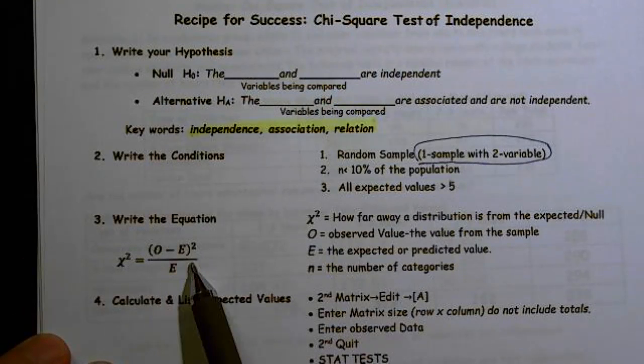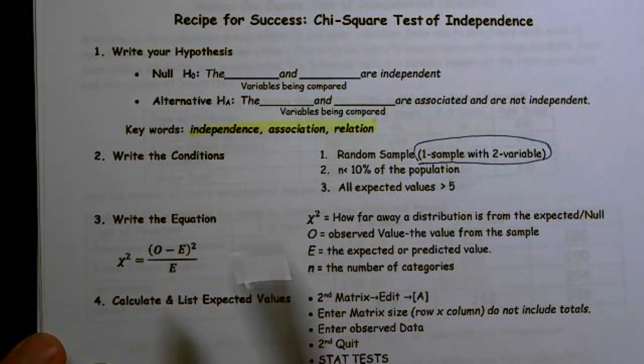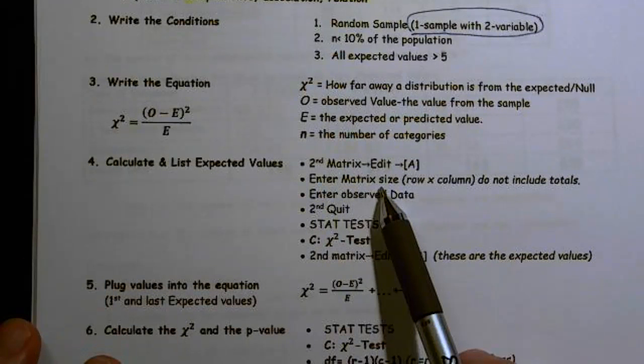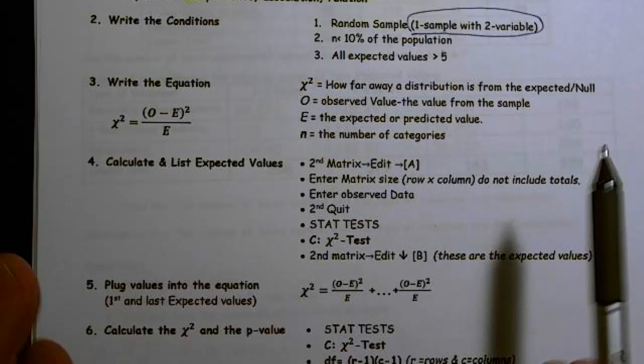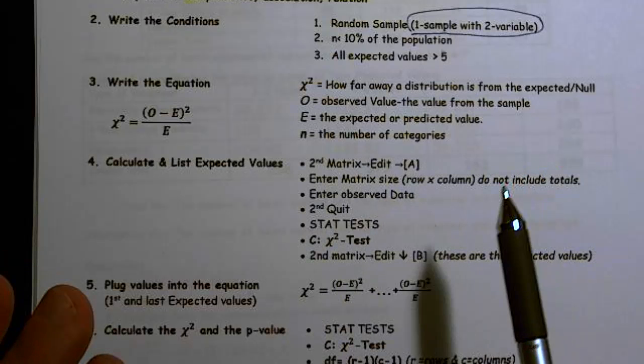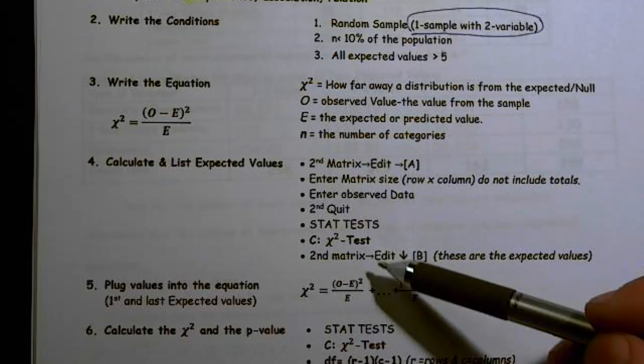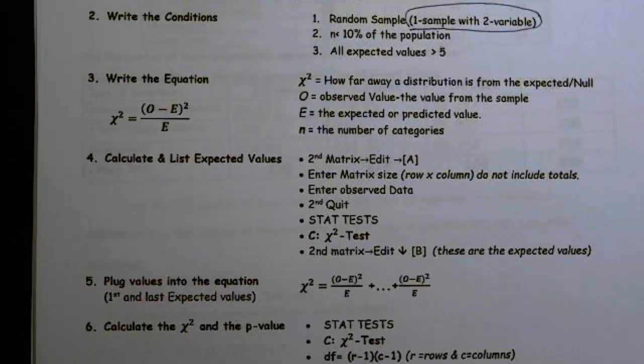It's observed minus expected, squared, over expected. And we're going to have to go to the matrix function on the calculator. This will be a little bit new, but it's absolutely fantastic. I think you'll end up liking it a lot once you actually use it. So instead of reading all this to you, I'm going to let you read it and then watch me do it on the example.